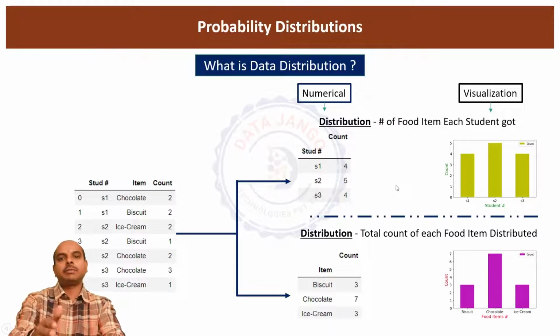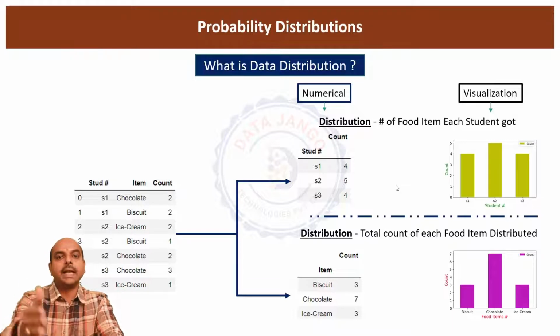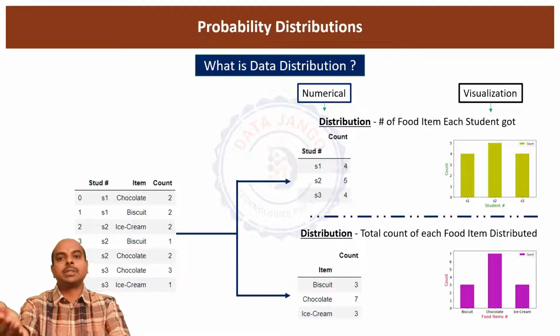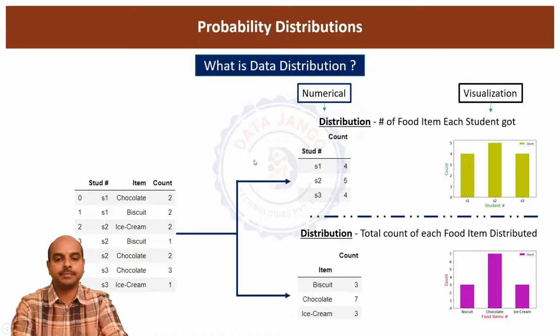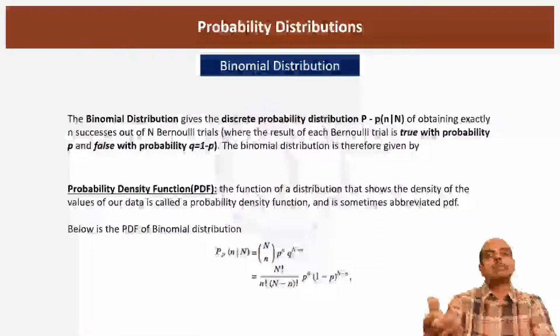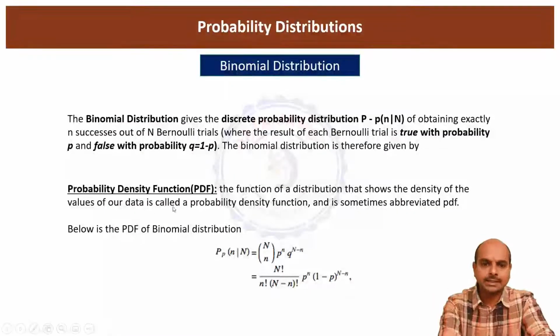With data, if you want to understand distribution, it is called data distribution. By calculating probabilities using data and trying to understand distribution, that is called probability distributions. For different kinds of random variables, different kinds of distributions are there. Let us try to understand binomial distribution.